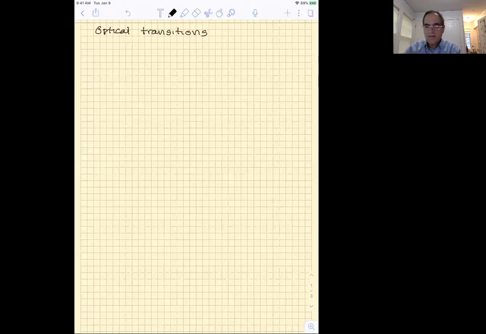All right, now let's look at the kind of transitions that we can observe in our experiment. The transitions that we're going to observe are absorption, meaning that the energy of the molecule will absorb a photon and go into an excited state.